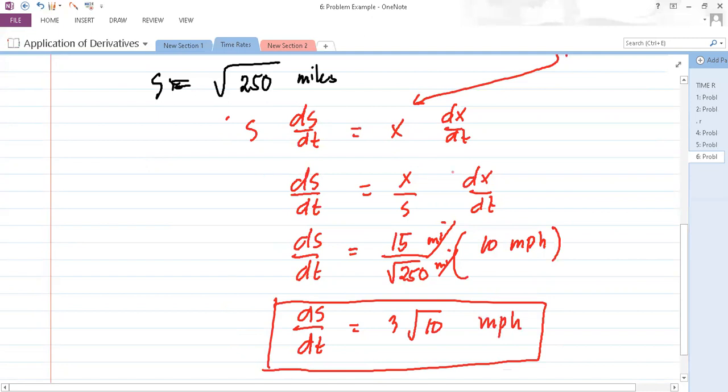Okay. So that is for the examples for time rates. So I will be giving you a seatwork later to gauge if you understand our lesson. Okay.